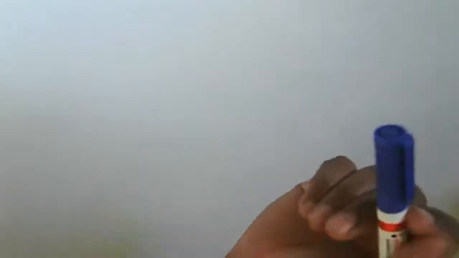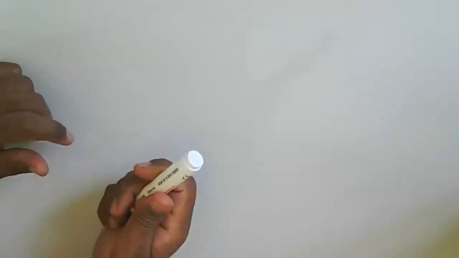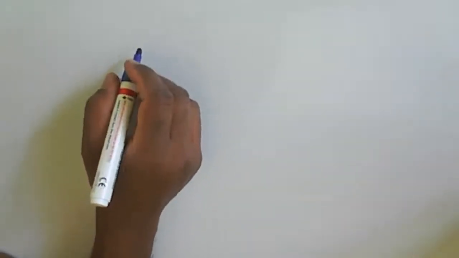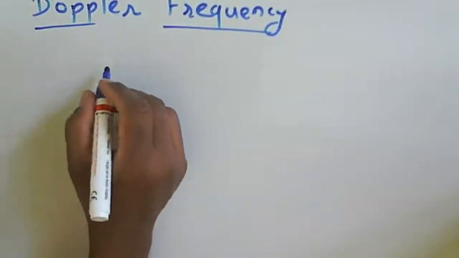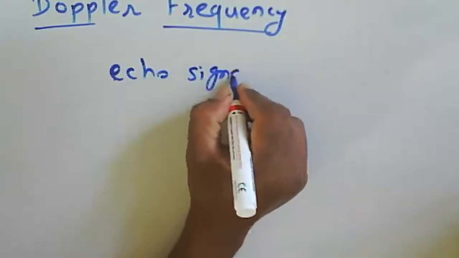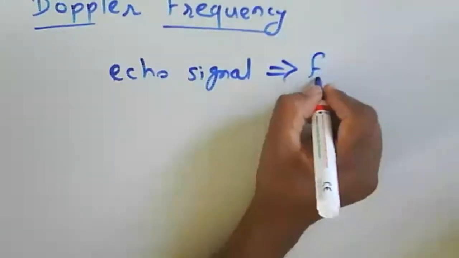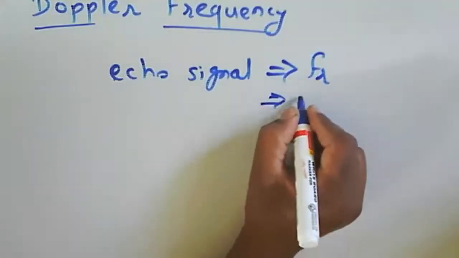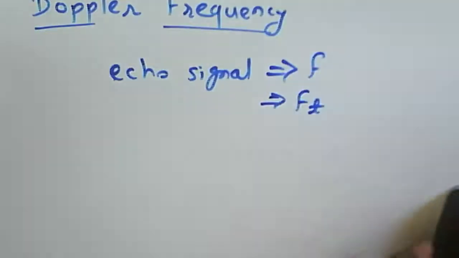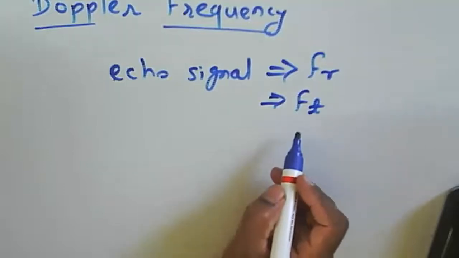Next, we will see the case of a continuous wave radar and its block diagram. As we said earlier, the signal received is the echo signal. The echo signal we have received is Fr, and the transmitting signal is Fd. This is the echo signal, Fr and Fd.